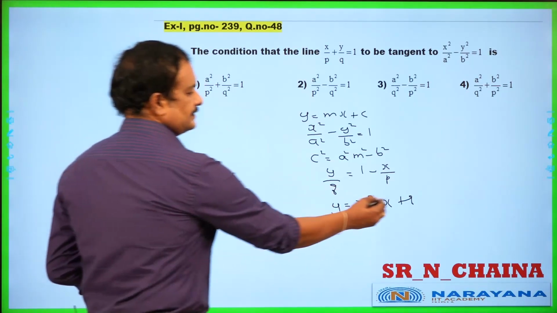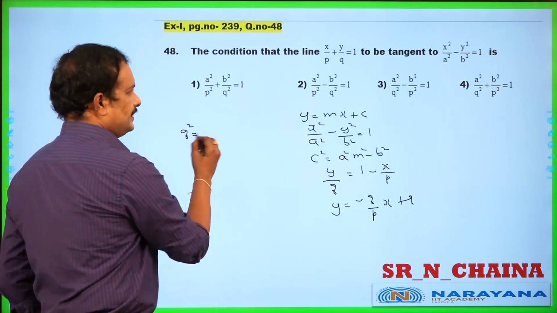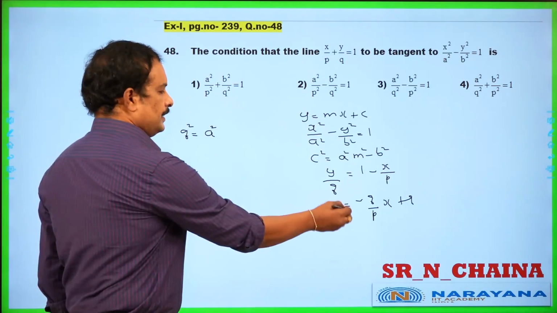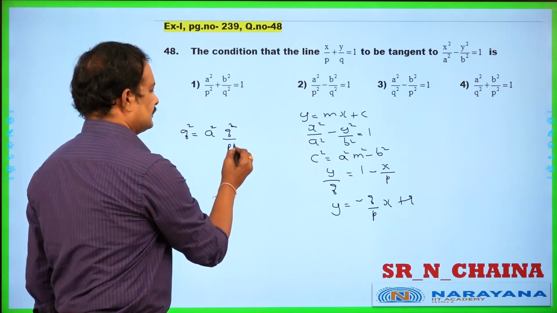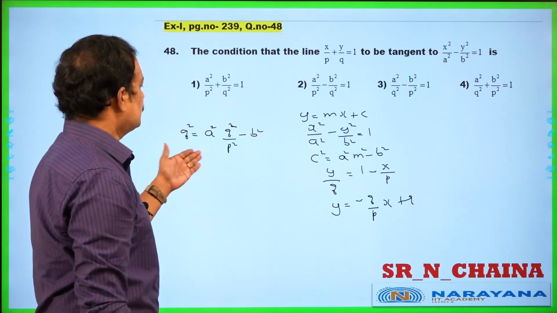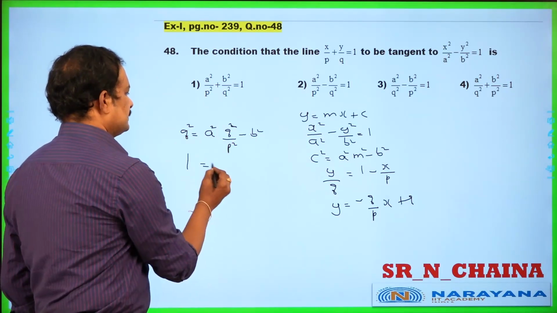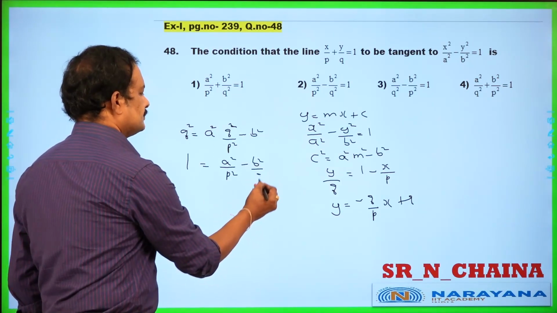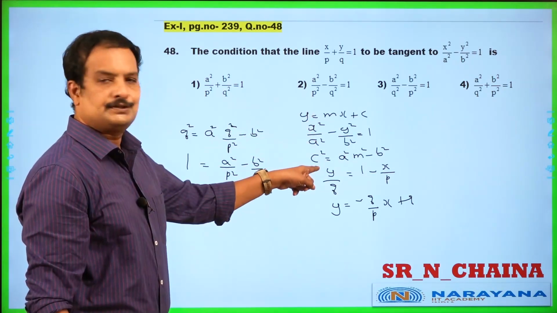So what is c square here? C square is q square. So this is q square is equal to a square m square. So a square m square, m square is minus q by p whole square. So that is q square by the p square. So this is q square by p square minus the b square. Okay, so when you simplify this one, you are going to get a square by p square. You divide with q square here. Very clear? When you divide with q square, this is a square by the p square minus b square by the q square equal to 1. So when that line is a tangent for this hyperbola, this is the condition to be satisfied.